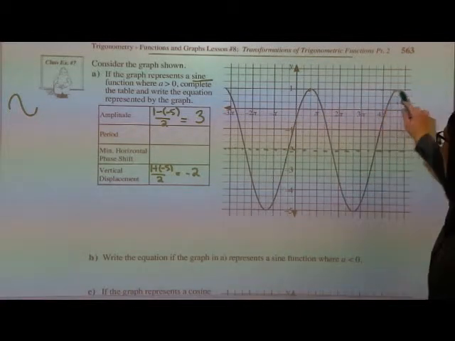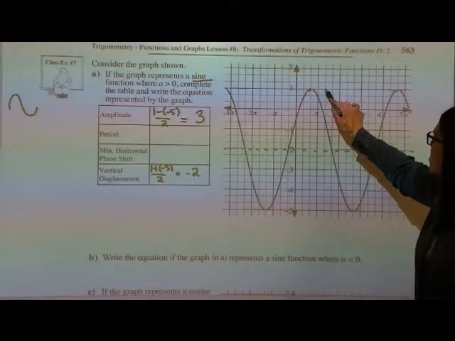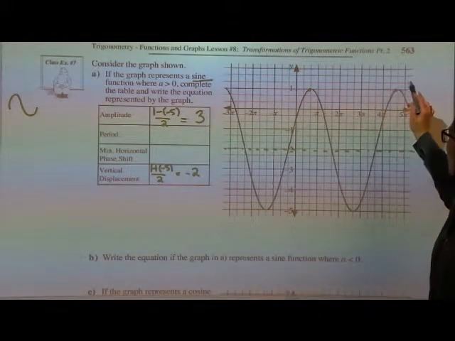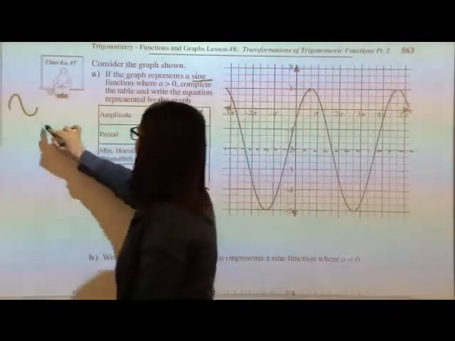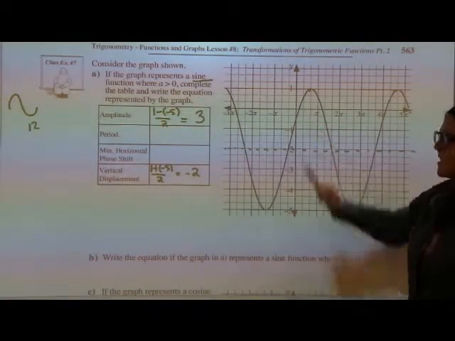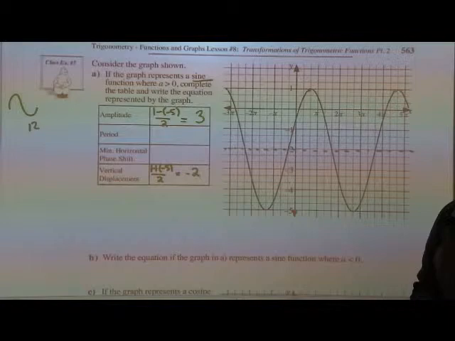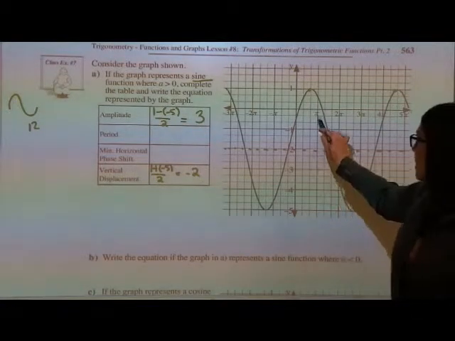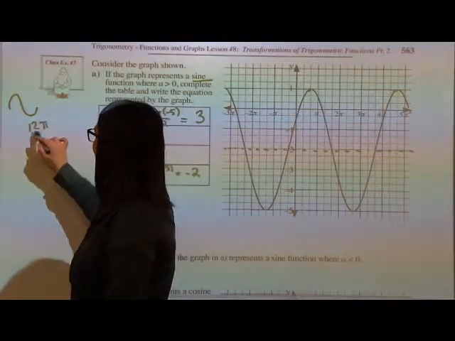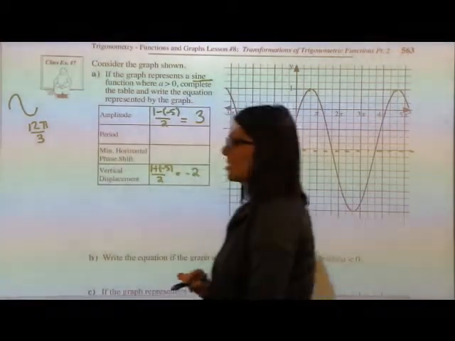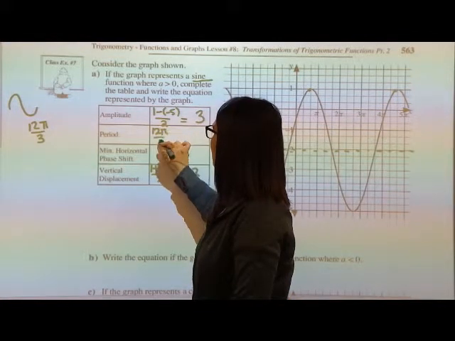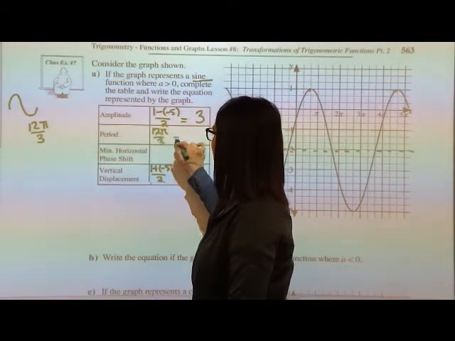So if I count, I've got 1, 2, 3, 4, 5, 6, 7, 8, 9, 10, 11, 12. What are each of these tick marks this time? Pi over 3, because from here to pi it was in thirds. So I get 12 pi over 3, which is equal to what? 4 pi. Good.